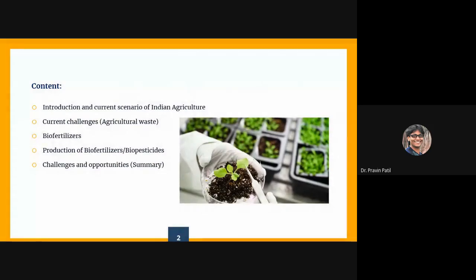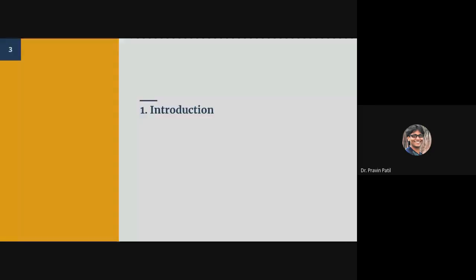Let me give you a brief idea of the content to be expected in this presentation. The first part would be the introduction about the current scenario of the agriculture sector in India. It will be followed by the current challenges specifically related to agriculture waste. Then we will look into biofertilizers and biopesticides, their types and their production and synthesis processes. And ultimately, we will discuss the challenges and opportunities involved in the process. So let's go to the first part, which is the introduction.